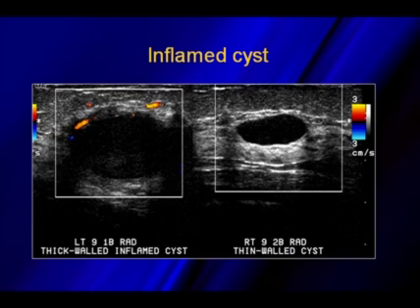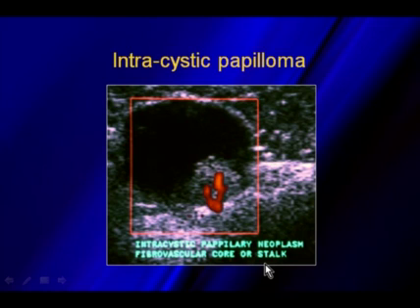So, other cystic lesions that we can use color Doppler for. Here's an example of looking at inflammation. This is the same inflamed cyst I showed you before. Typically, we will not see any flow in a normal cyst, but when we have an inflammatory process, you can see there will be hyperemia within the wall.